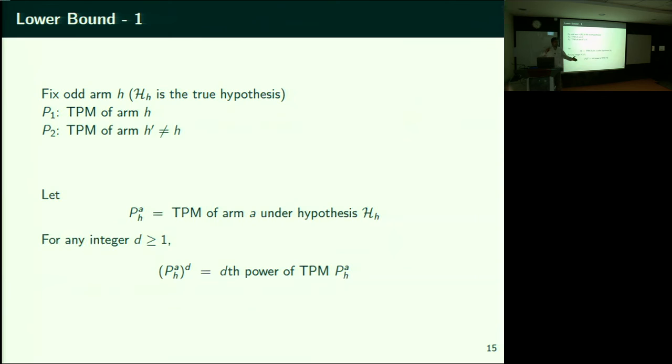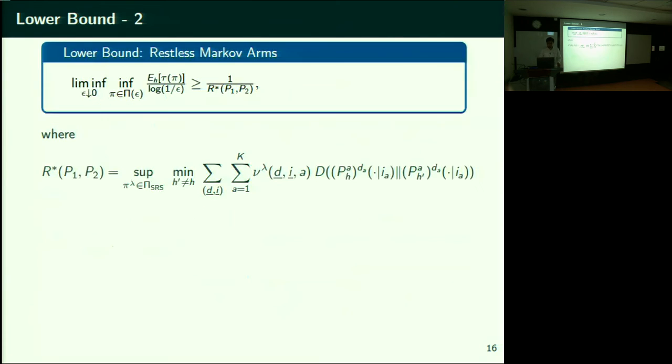There will be certain powers of this TPM that will come because of this delay. You are observing a certain Markov chain only after D steps perhaps, so you need to compute those D step transitions in that Markov chain. Because of that, some Dth powers will come. So the lower bound is this. This constant grows at least as much as this, where R star is defined. R star has a very nice interpretation here.